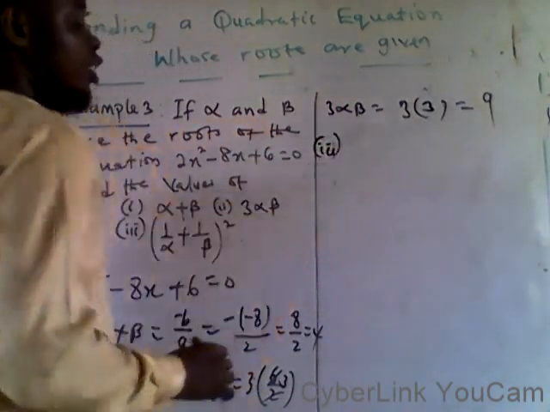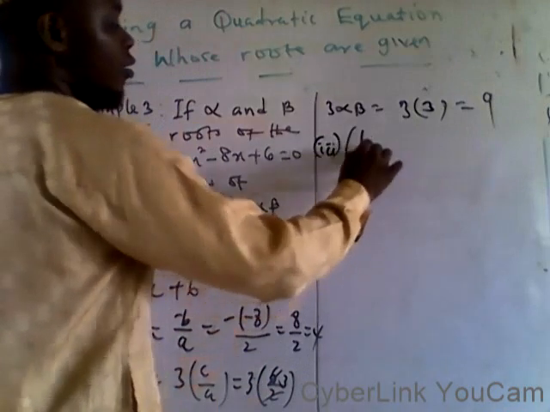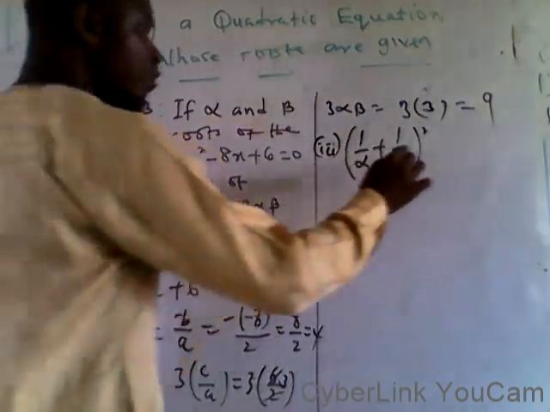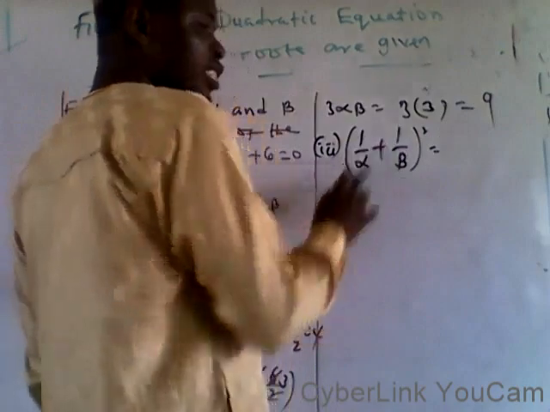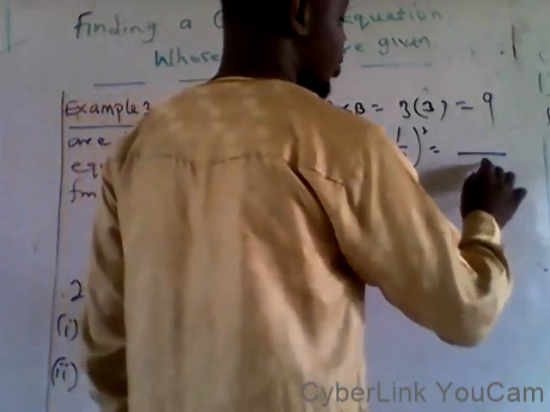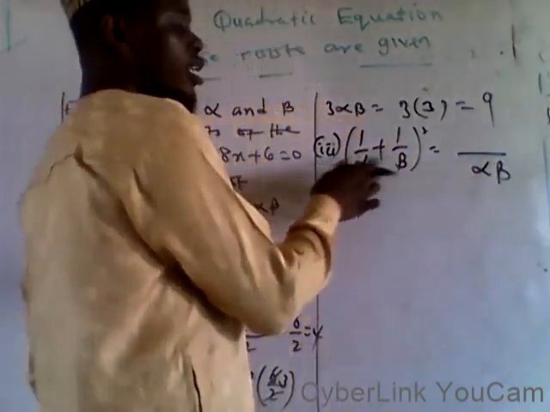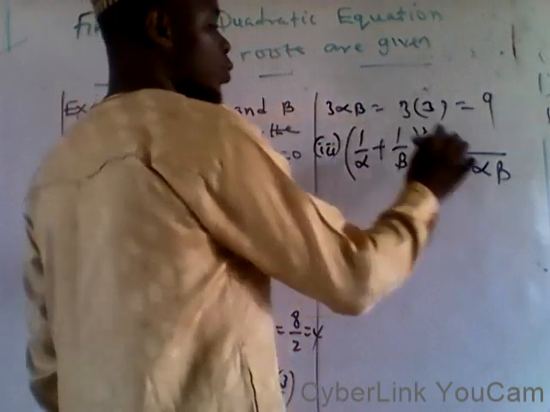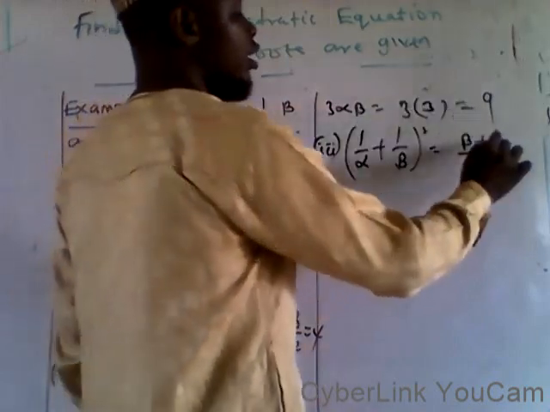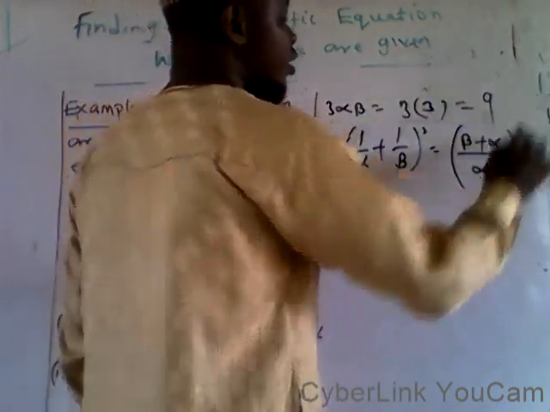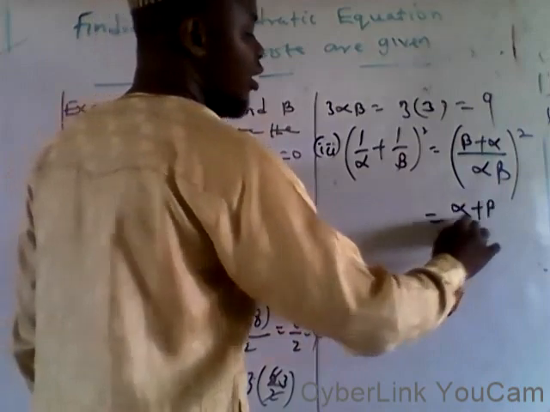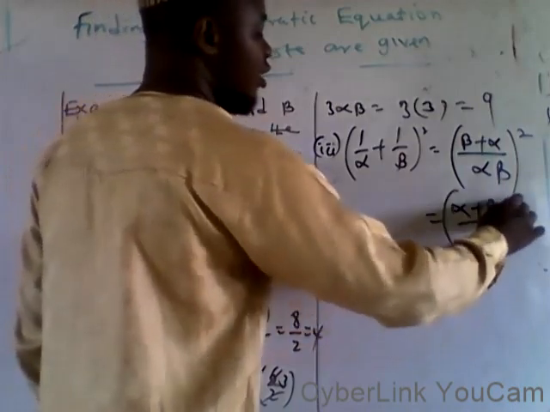That is number 3. You have to find 1 over alpha plus 1 over beta, everything squared. So let's solve this. We first solve what we have inside the bracket. What is the LCM of alpha and beta? The LCM is alpha beta. Alpha beta divided by alpha is beta, beta times 1 gives beta. Then alpha beta divided by beta is alpha, alpha times 1 gives alpha. So the answer here becomes alpha plus beta over alpha beta, everything squared. The order does not matter.